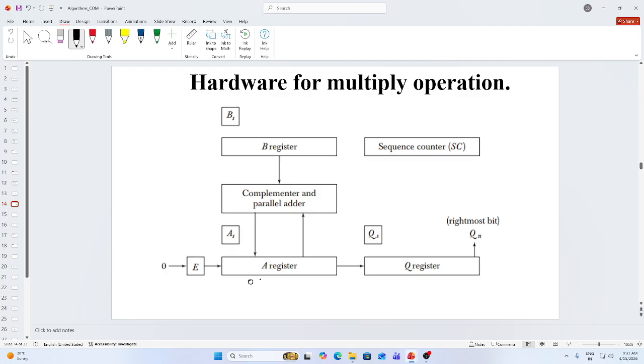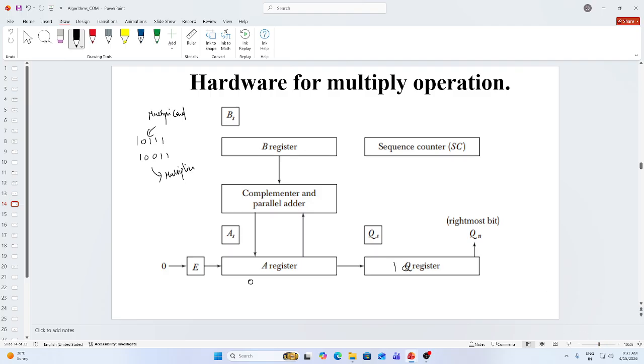Accordingly, I will explain with the same example how to do it. Say I want to multiply these two numbers, 1 0 1 1 1 into 1 0 0 1 1. Here 1 0 1 1 1 is the multiplicand, and 1 0 0 1 1 is the multiplier. This is what we assumed in our example. So for this example, let me tell you how to do it in this hardware. First of all, the multiplier value I'll initialize in the Q register.